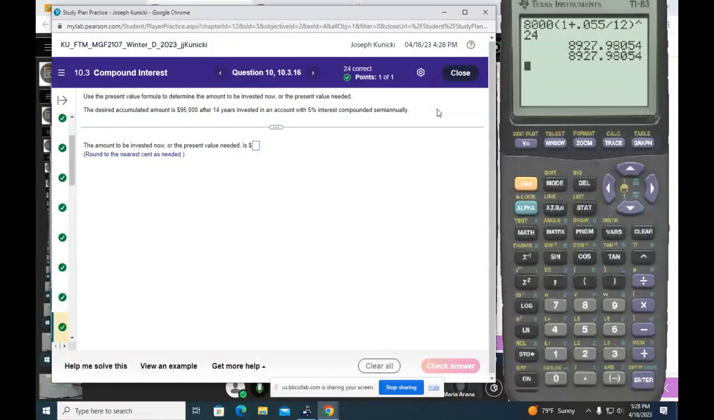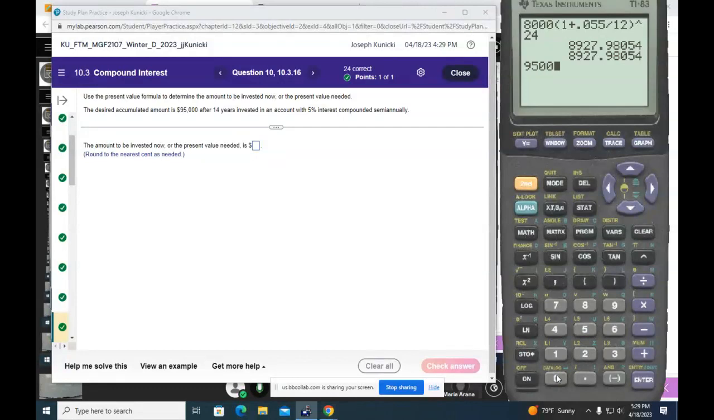So if you know how much you want, and you know the schedule, and the time period, and the rate, then you can figure out what you need to put in today to get that amount. So that's on the second line. It's called the present value formula. So here's what they're asking. They want to know how much do I have to put in now if I want to make 95 grand in 14 years at 5%.